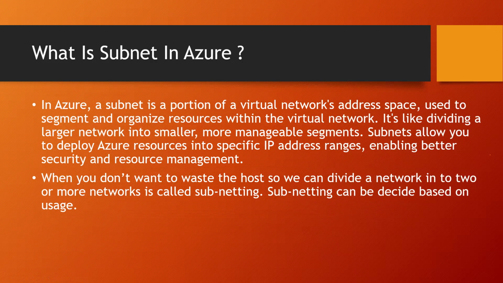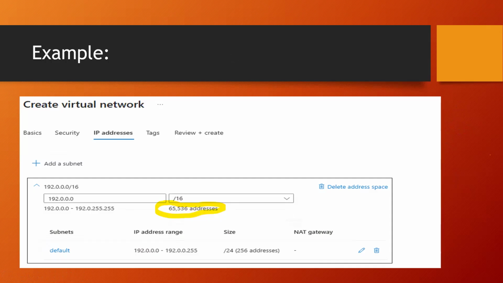When you don't want to waste the hosts, this is the same thing I explained. When you don't want to waste the hosts, we can divide the network into two or more networks. That is nothing but what is called subnetting. Okay, so subnetting can be decided based on the usage. Like the same thing, if I want 500, I am going to do my subnetting accordingly, right?